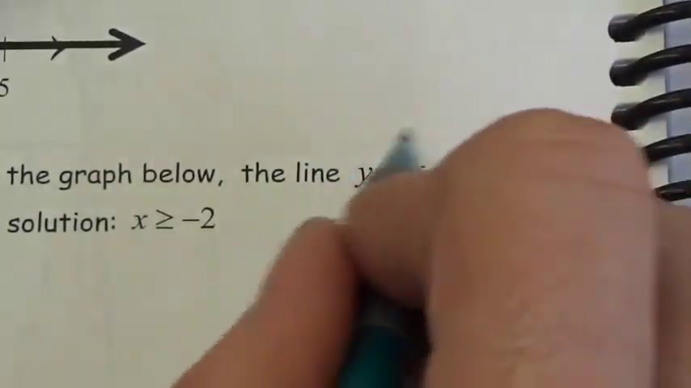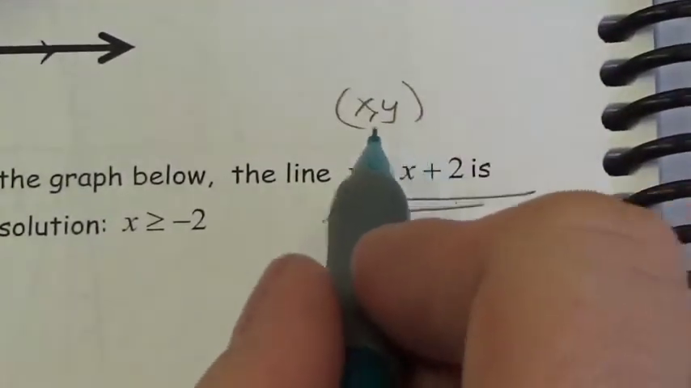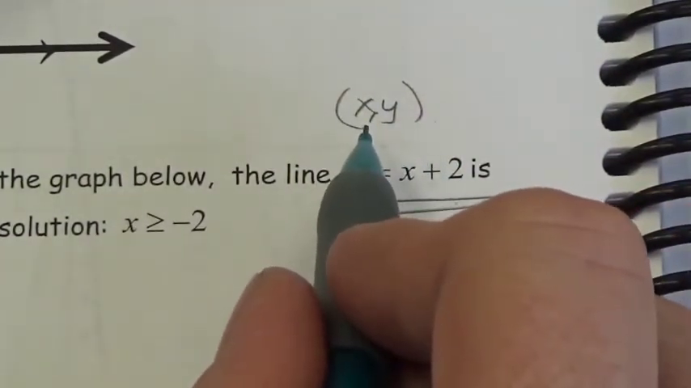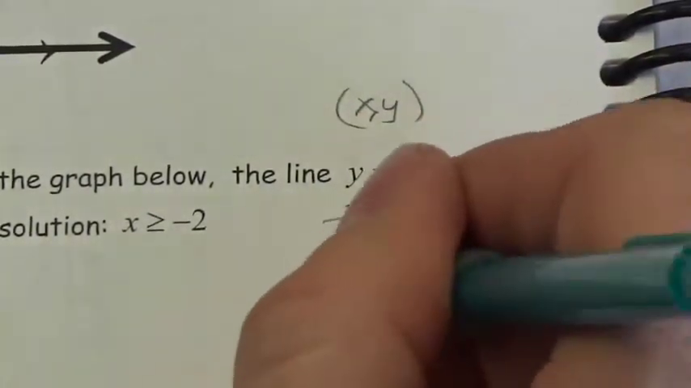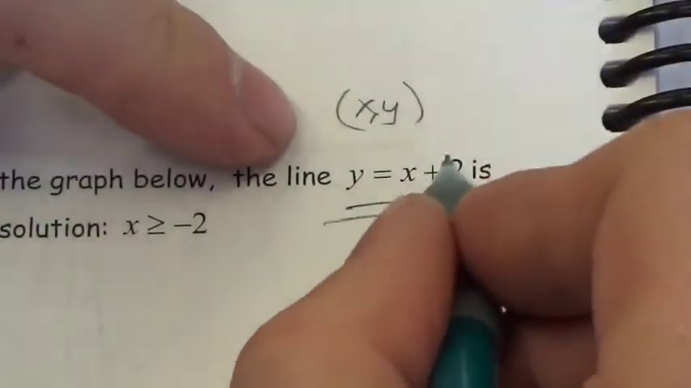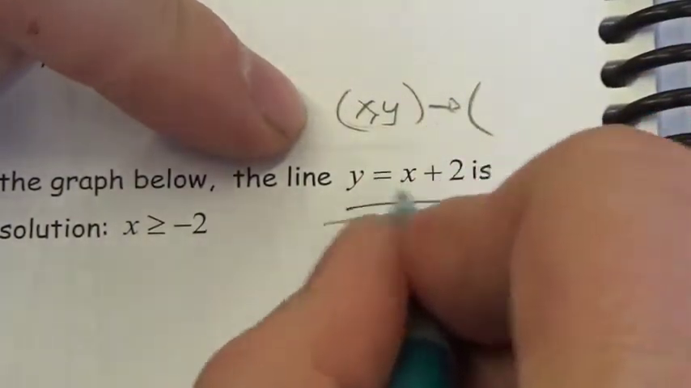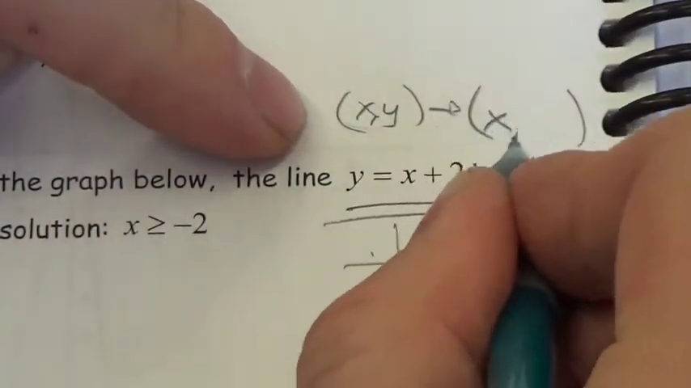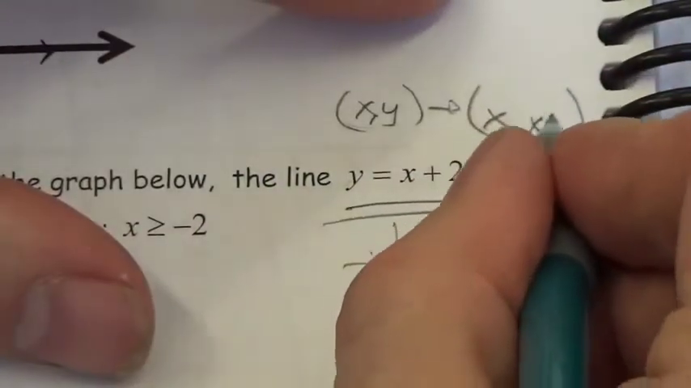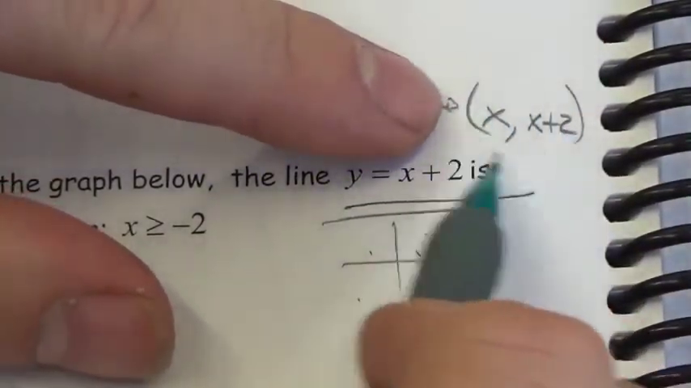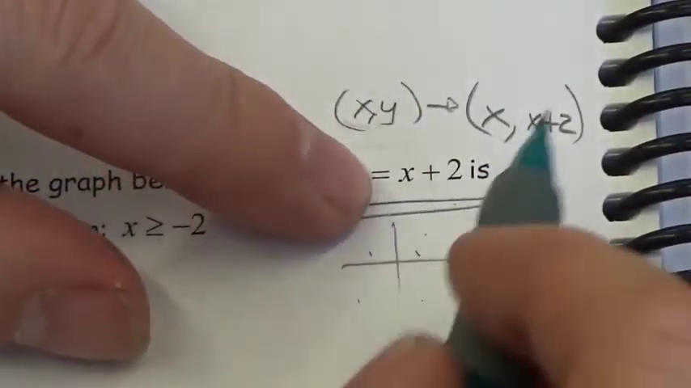Every point on this line has the coordinates x comma y. But we can do better than that. If I just said plot the point x comma y on a Cartesian plane, you wouldn't know what to do. You'd put the point wherever. So how do we guarantee that I'm picking a point that's on this line? Well, there is a relationship here. The y depends on x. How does y depend on x? It's x plus 2. So the coordinates of every point on this line would be x comma x plus 2.